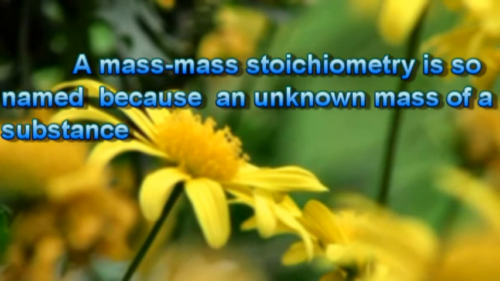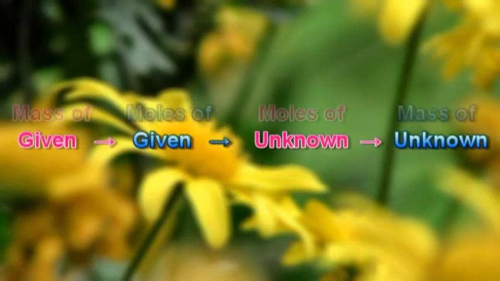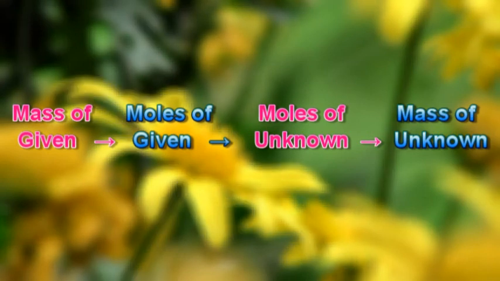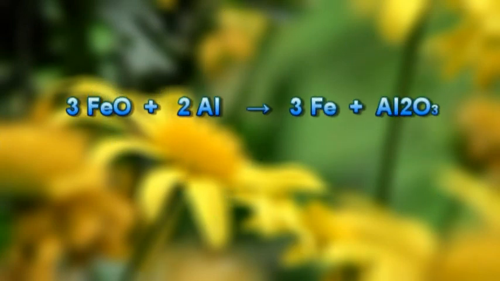Mass-to-mass stoichiometry is so named because an unknown mass of a substance is calculated from a given mass of a reactant or product in a chemical equation. The process for solving a mass-to-mass stoichiometry problem is outlined as mass of given to moles of given to moles of unknown to the mass of unknown. For example, consider the high temperature reduction of 14.4 grams of iron oxide to elemental iron with aluminum metal.